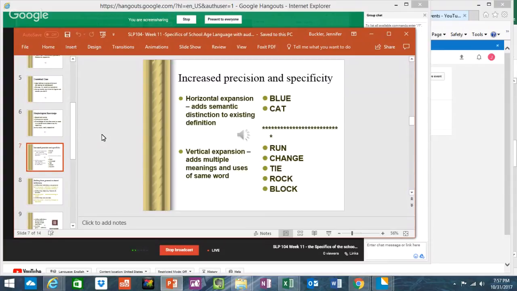Those are not representative examples of vertical expansion. In order for it to represent vertical expansion, the meaning of the word you are expanding must change. So we'll do another one.